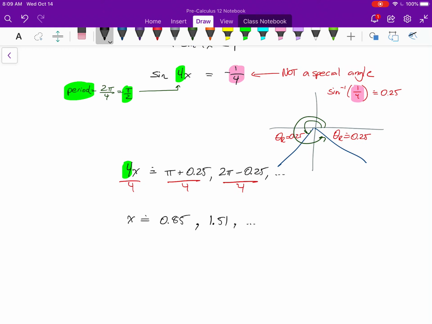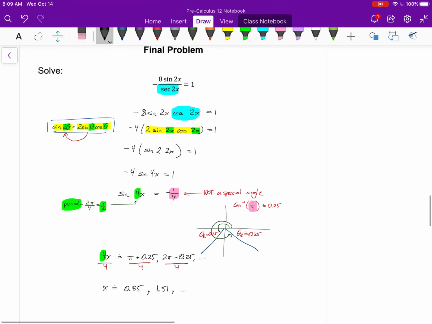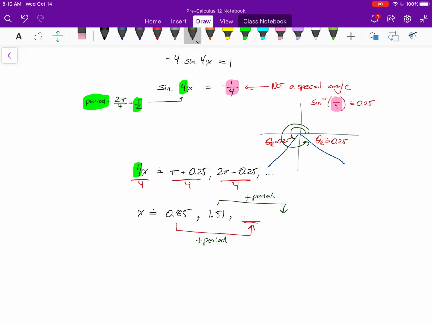So now, those are my first 2 positive solutions. All that's left is I want my general solution. Again, if you look at the equation, there's no restriction. So let's think about how I would find the next solution right here. Well, I'd have to add the period. And right here, I'd have to add the period. And now, what was the period again? Not 2 pi. The period is pi over 2.